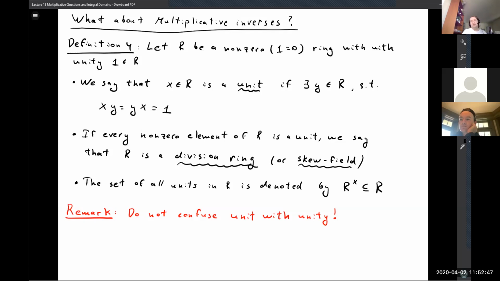Okay, so now let's look at a couple of examples. The basic example we would want to look at would be the ring of integers, right?